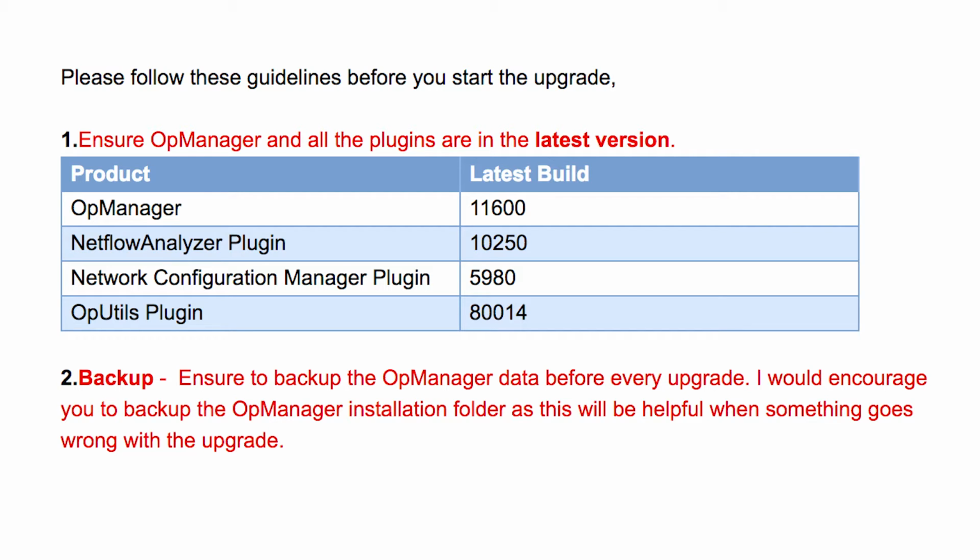Please follow these guidelines before you start the upgrade. Ensure OpManager and all the plugins are in the latest version. In a little while, I will show where you can find the build number of OpManager and the other plugins. Backup. Ensure to backup the OpManager data before every upgrade. I would encourage you to backup the OpManager installation folder, as this will be helpful when something goes wrong with the upgrade. For customers who had installed OpManager on a virtual machine, a VM snapshot backup will be good enough.